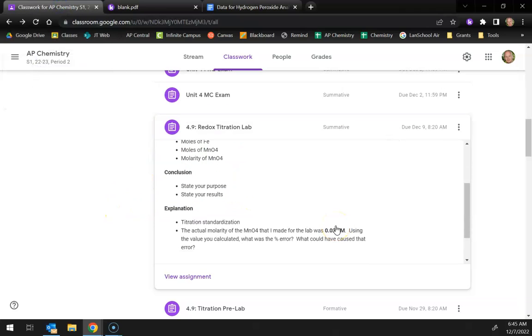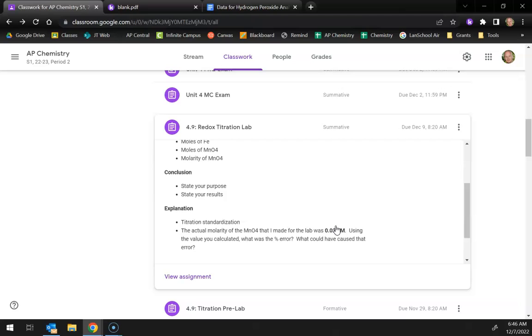Now for the conclusion, you need to state the purpose. I alluded to that earlier. We have permanganate that we used in the lab. It's supposed to be 0.0250 molar, but we don't know exactly what that molarity is. So we do the standardization titration to figure out exactly what that molarity is based on what happened in the lab. That's essentially the purpose. I need you to put it in your own words.